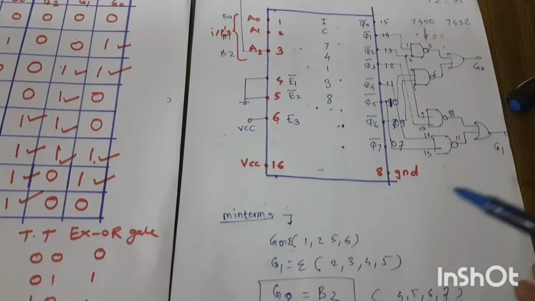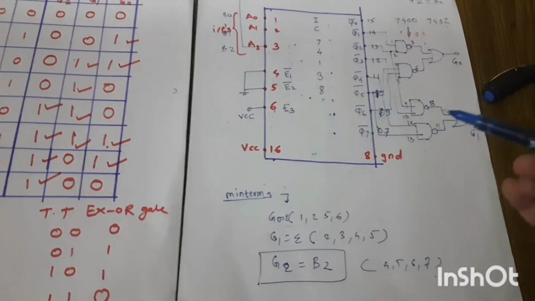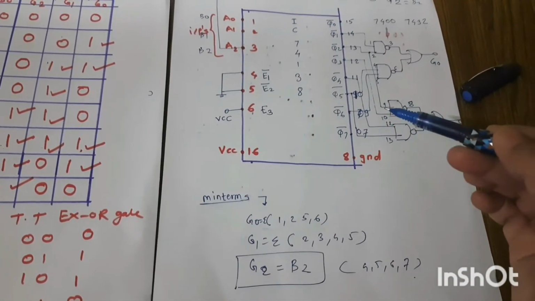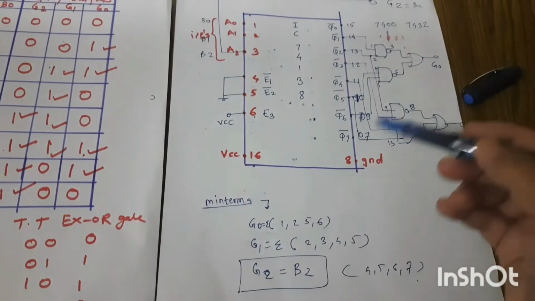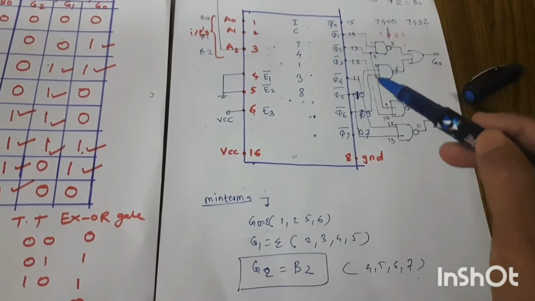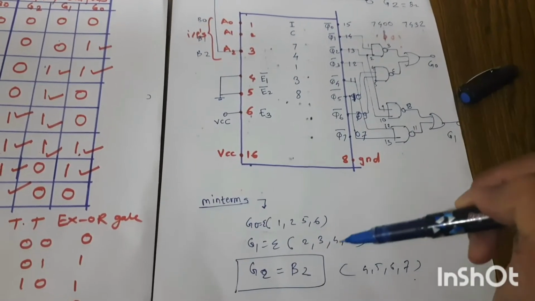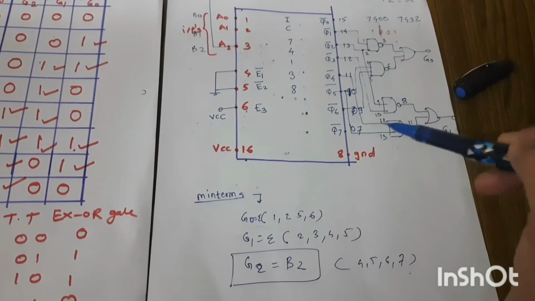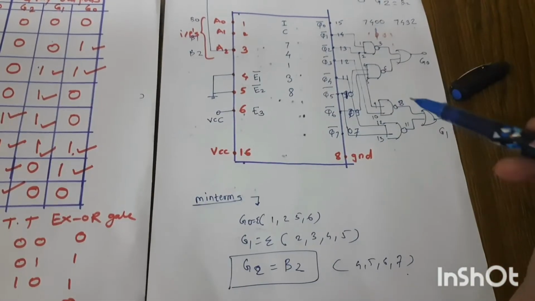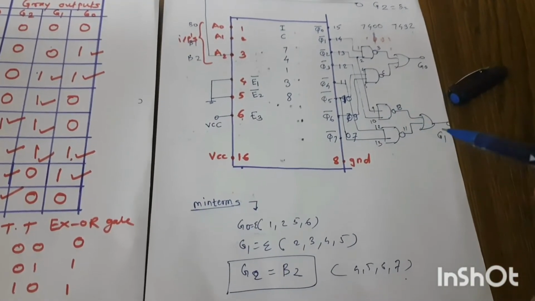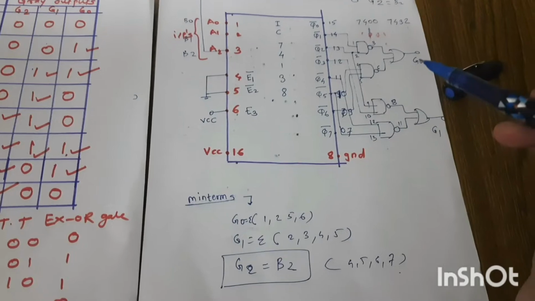Now for G1, you can see again 4 min terms. That's why 2 NAND gates, 2 input, 2 NAND gates. So 2, 3, just connect this Q2 and Q3 to this NAND gate, and again 4, 5, just connect Q4 and Q5 to the second NAND gate, and the summation of this goes to the OR gate, that is your G1. So this is G0, G1.